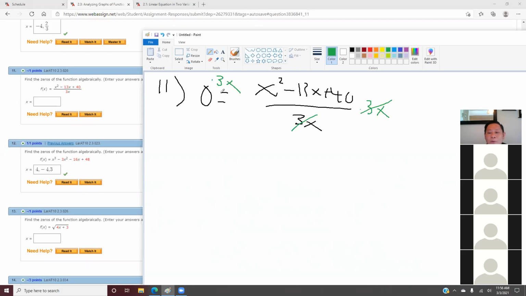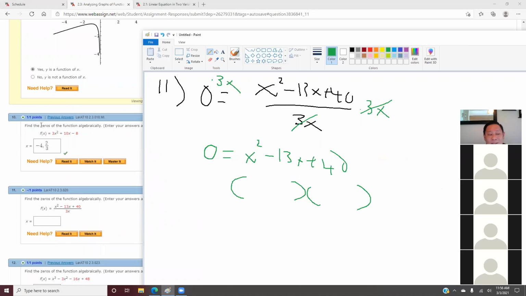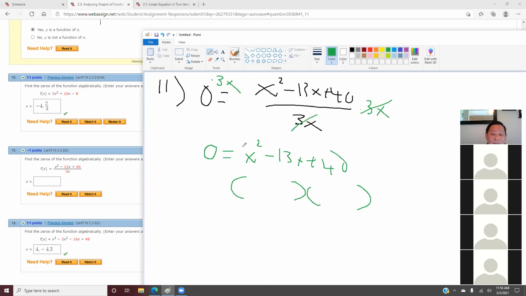Does anyone know what is 0 times 3x? It becomes 0. Anything multiplied by 0, you get 0. But what you have in this case is x squared minus 13x plus 40. So this one also needs to factor. But this factoring is not the same as number 10 because the number in front is 1. If you get a 1 or nothing in front, it means your factoring is easy. But if you have any number like 2, 3, negative 4, whatever number in front, your factoring will be the one that we just did, the AC method.